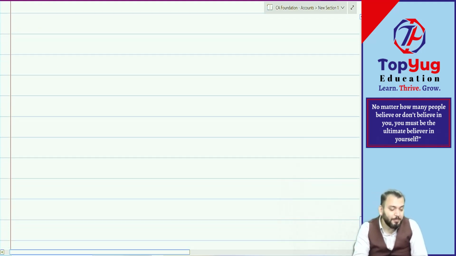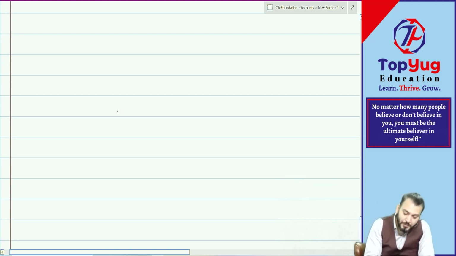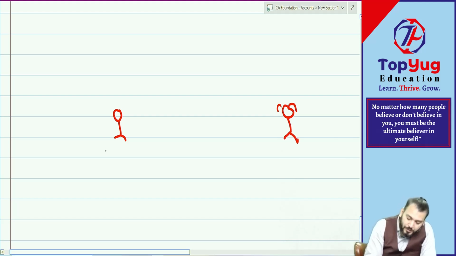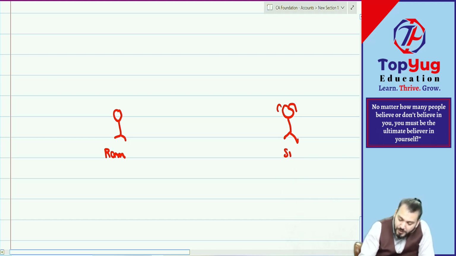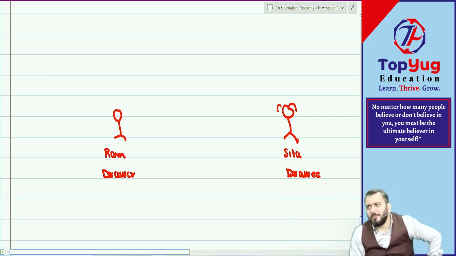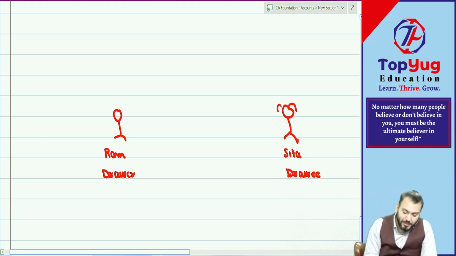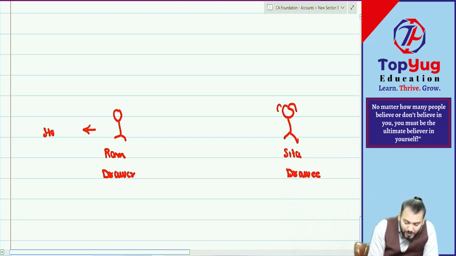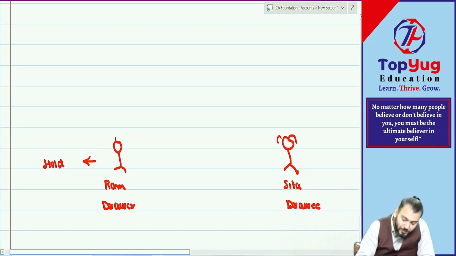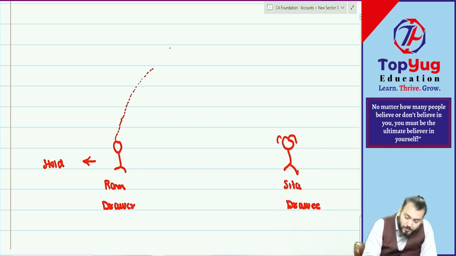Now normally what happens? We have understood that there is one person Ram and there is one person Sita. In my example, Ram and Sita. Sita is the drawer. Ram received an accepted bill from Sita. Now we have also understood that either Ram will hold the bill till maturity, or Ram may endorse the bill to his creditor.